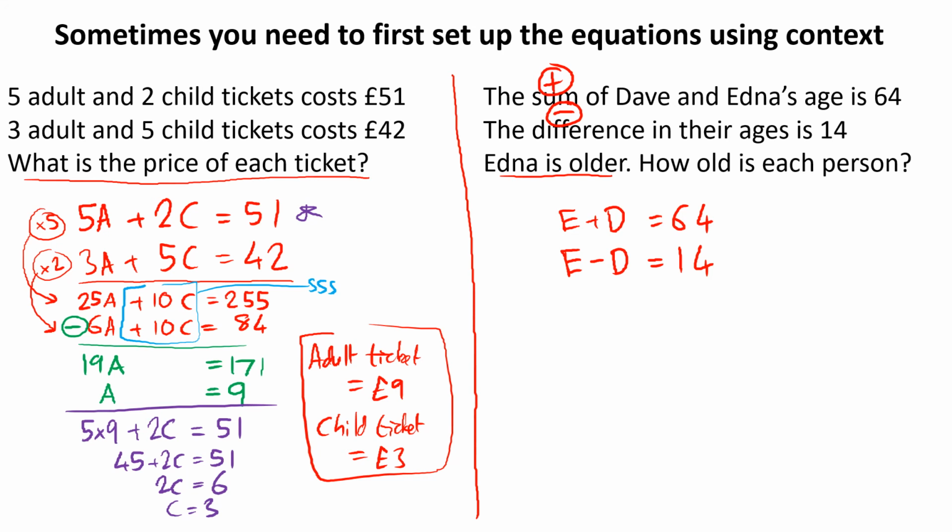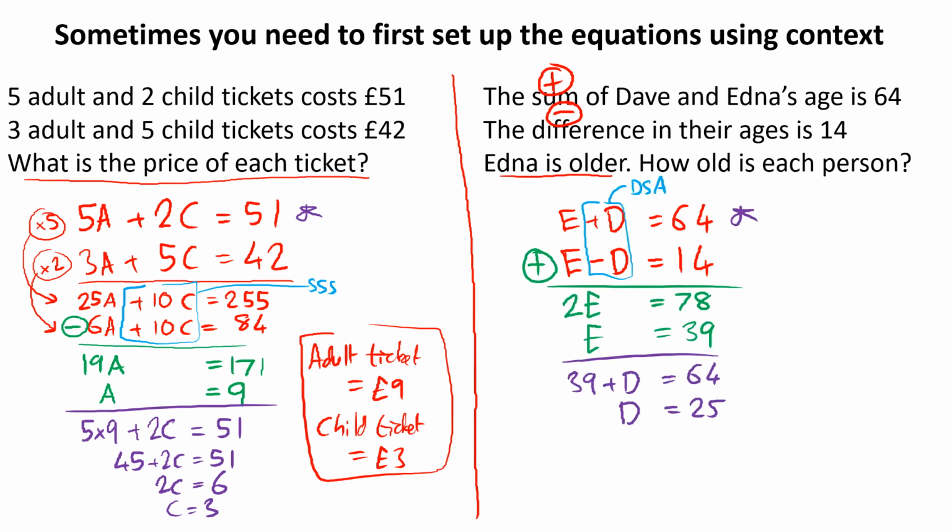As for the second one, it is a case that you can just add the two things together straight away, or you could actually do it as a subtraction as well and end up with 2d is 50. But yeah, again, remember context. This tells us that Edna is 39 and that Dave is 25. It is also possible to do that question by trial and error, but more interested in the method than the answer today. So yeah, that's linear simultaneous equations by elimination.